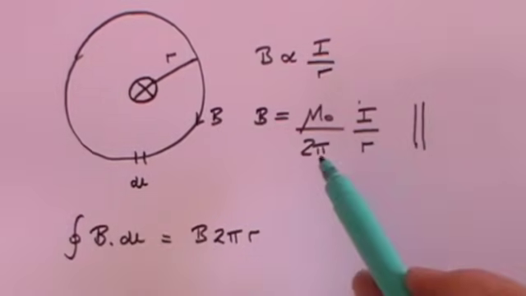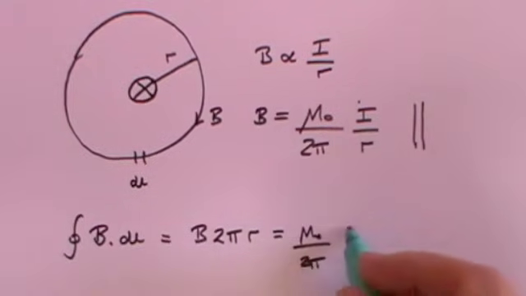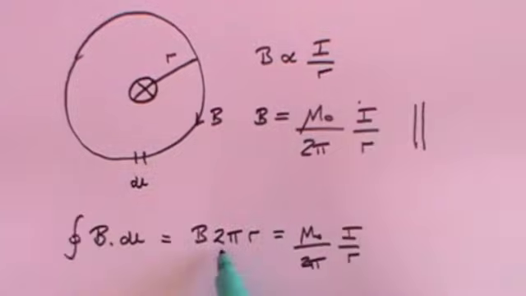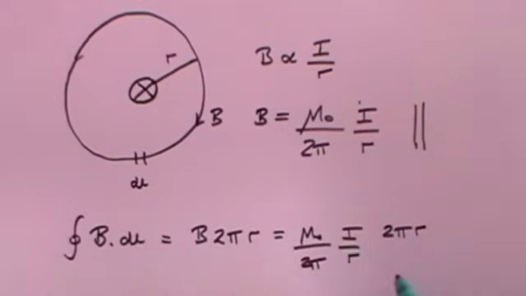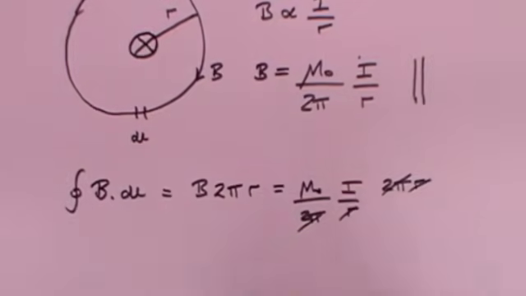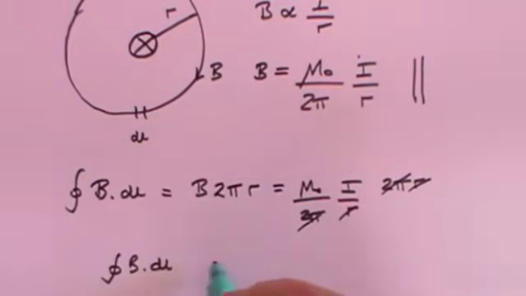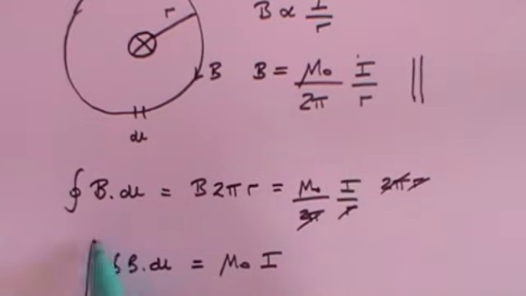But B is mu0 over 2 pi times I over r. So this is equal to B, which is mu0 over 2 pi times I over r, times 2 pi r. And you'll notice that the 2 pi r cancel out. And so now you get the interesting result that the integral of B dot dl around this closed loop is equal to the permeability of free space times the current passing through the wire. And that is almost Maxwell's fourth equation. It's also called Ampere's law.